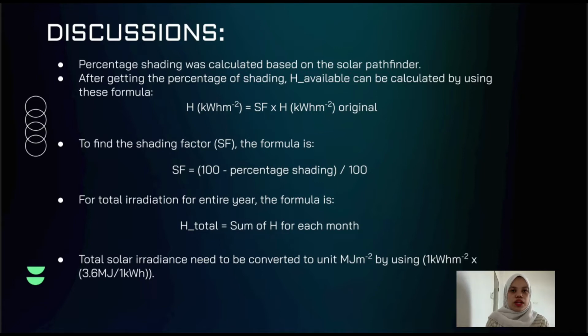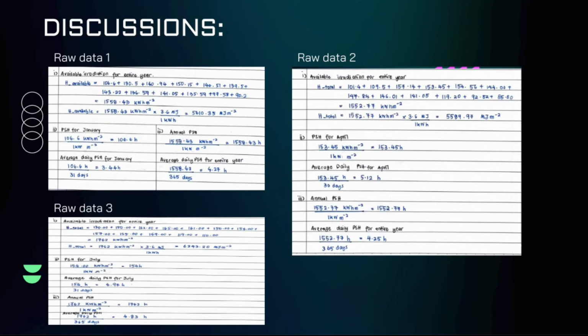To find the solar irradiation for the entire year, the formula is the sum of the irradiation for each month. The total solar irradiance must be converted to megajoule per meter squared by using 1 kilowatt hour per meter squared times 3.6 megajoule over 1 kilowatt hour. Next, before calculating daily peak sun hour for each month and entire year, the unit factor needs to be converted into hour by using 1 over 1 kilowatt per meter squared equals hour.